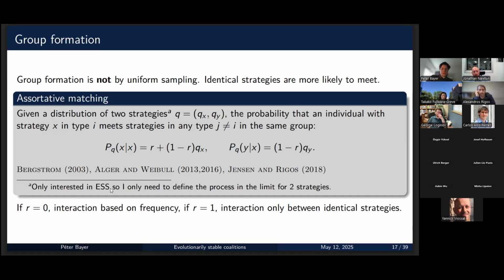Okay, I'm only interested in ESS, so I'm only defining the matching process in the limit where there's 2 strategies. In fact, I could just define it in the limit. And Ingela and Jürgen's paper shows that such a process exists. So I'm not cheating here, even though I'm silent on what this matching process looks like for any other situation. For the limit when there is only two strategies, I want it to do this.